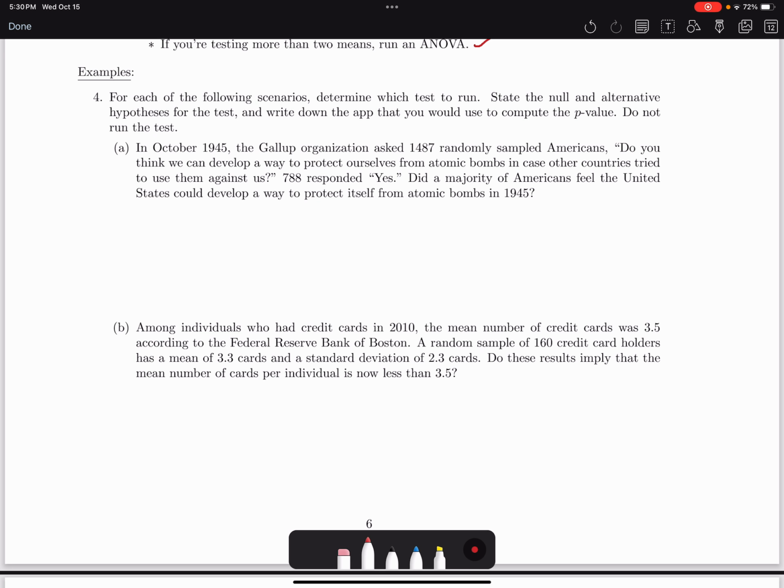So here we go. It says, in October 1945, the Gallup organization asked 1,487 randomly sampled Americans, do you think we can develop a way to protect ourselves from atomic bombs in case other countries tried to use them against us? 788 responded, yes. Did a majority of Americans feel the U.S. could develop a way to protect itself from atomic bombs in 1945? Go ahead and give the video a pause. See if you can write down the hypotheses and the app that you would use to get the p-value.